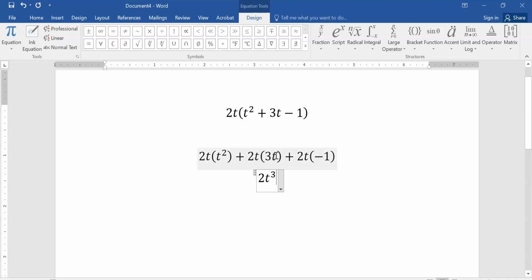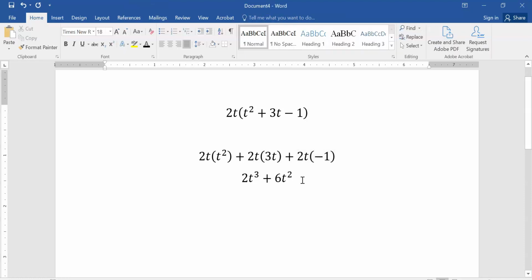Here, not only do we have to add the exponent of 1 on this t to the 1 on that t, but we also have to multiply the coefficients. So we take 3 times 2, that's a 6. By the way, again, here we have a plus 6. And then t times t is t squared. So each one of these individual pieces, whether it's 2t times t squared, 2t times 3t, or 2t times negative 1, is basically just a product rule.